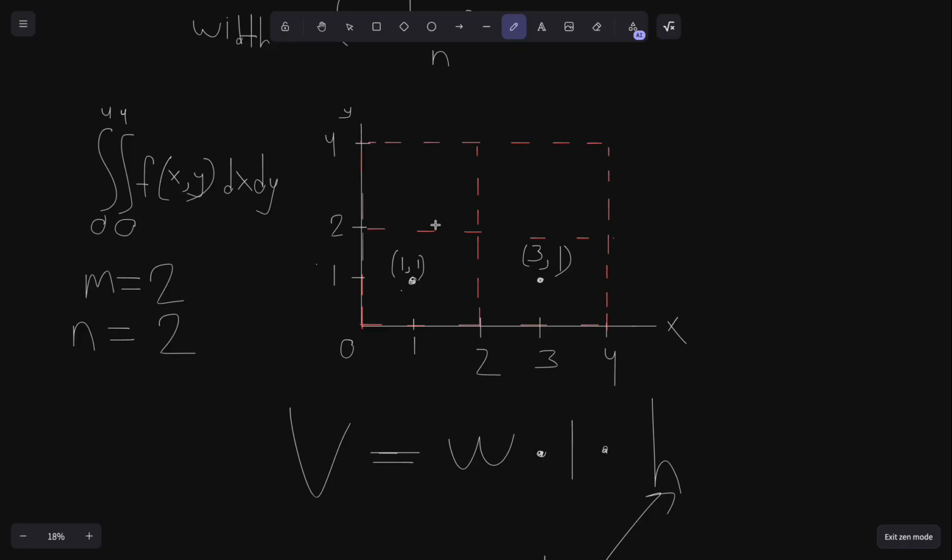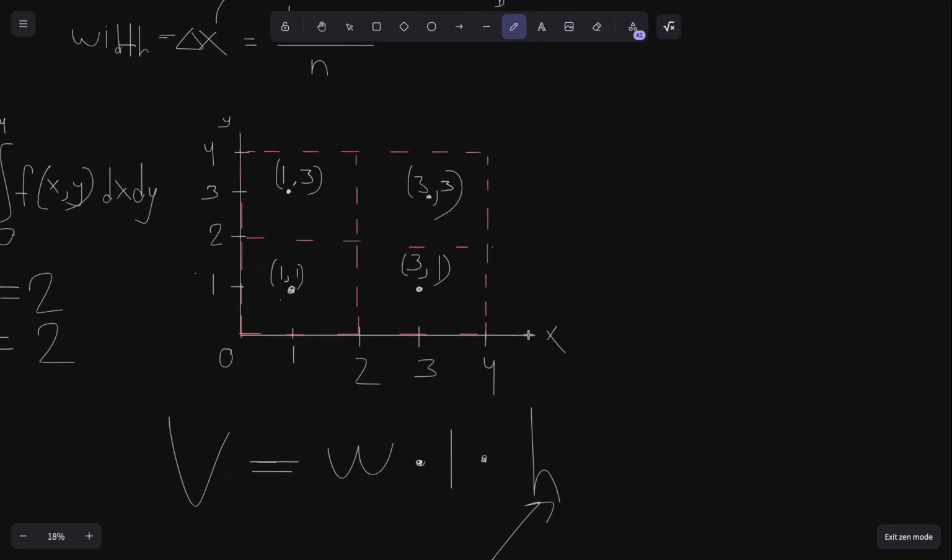Now we can find out the midpoint for this rectangle here. The y value in this case is 3. The y midpoint here is 3, and the x stays 1. So this is (1, 3). And then this right over here would just be (3, 3).